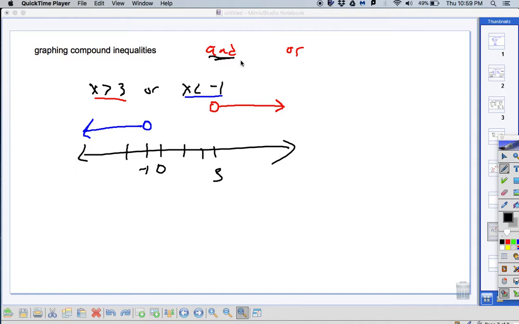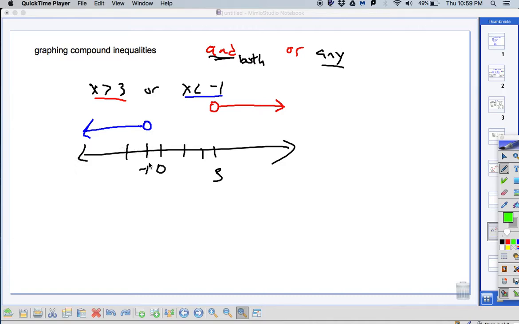If it's an "and", we want to shade where both exist. If it's an "or", we shade where any exist. Okay, so let's do the "and" first. My solution, I'm going to make my solution in, let's pick green. Actually, I have "or" right here, so let's do "or" first, is where any solution exists.